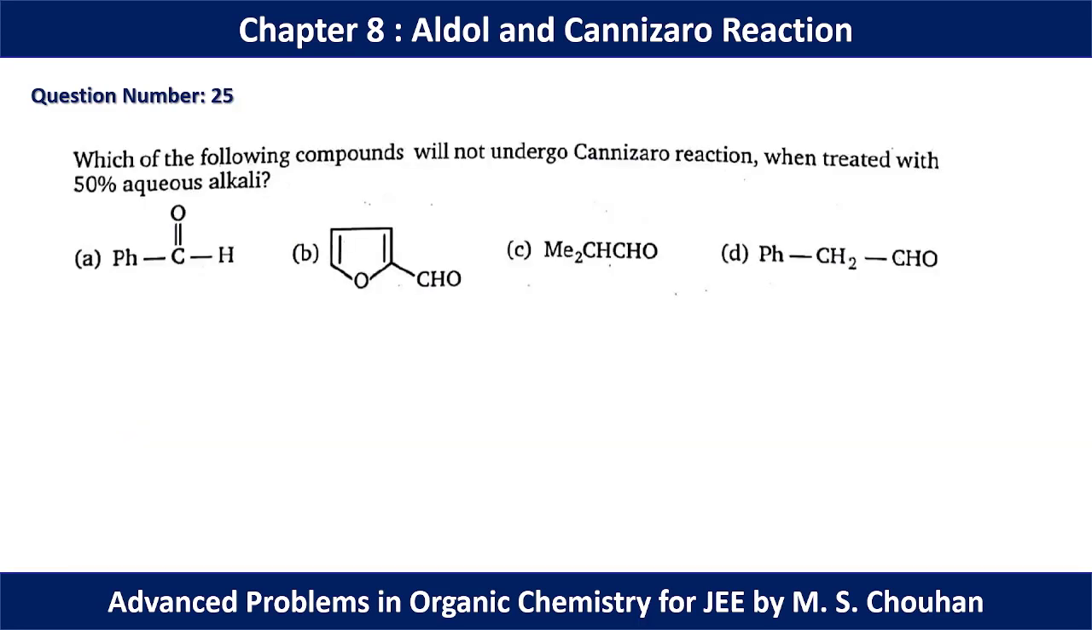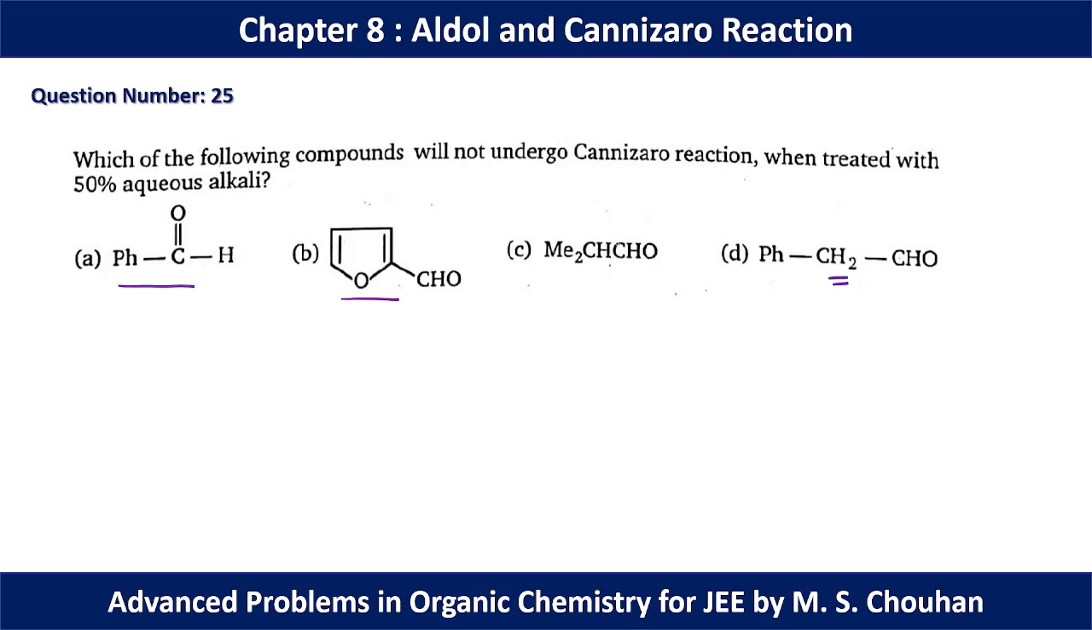In question number 25, which of the following compounds will not undergo Cannizzaro reaction when treated with 50% aqueous alkali? In this case we can see that there is no alpha hydrogen, so it will definitely give Cannizzaro reaction. In this case we again have no alpha hydrogen present, so it can give the Cannizzaro reaction. This will definitely give an aldol reaction.